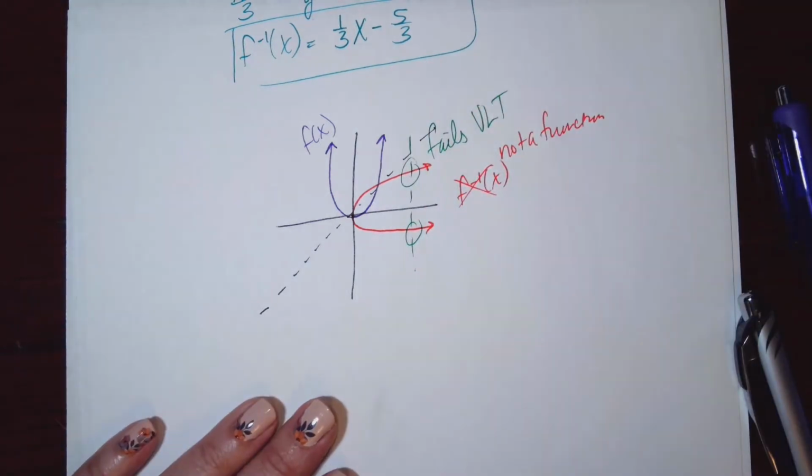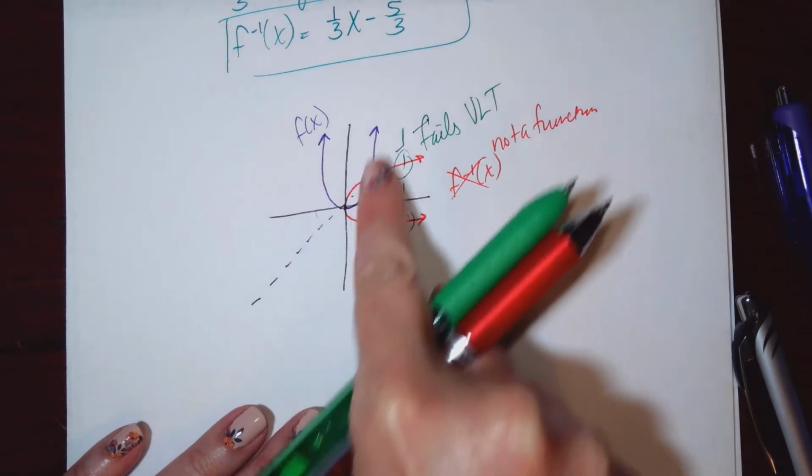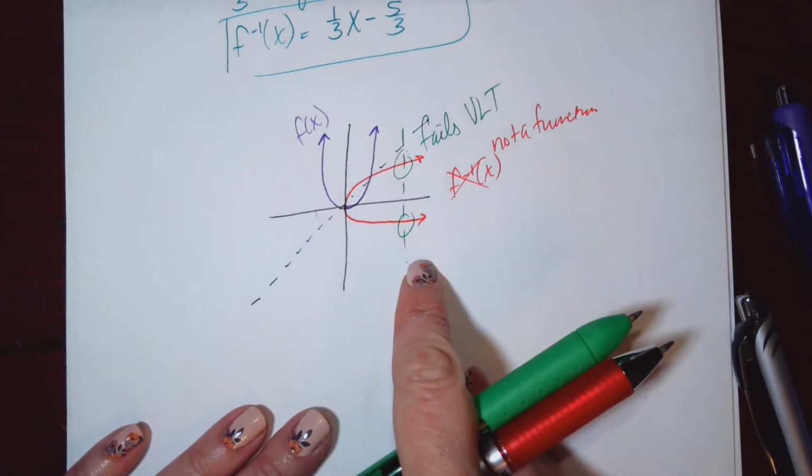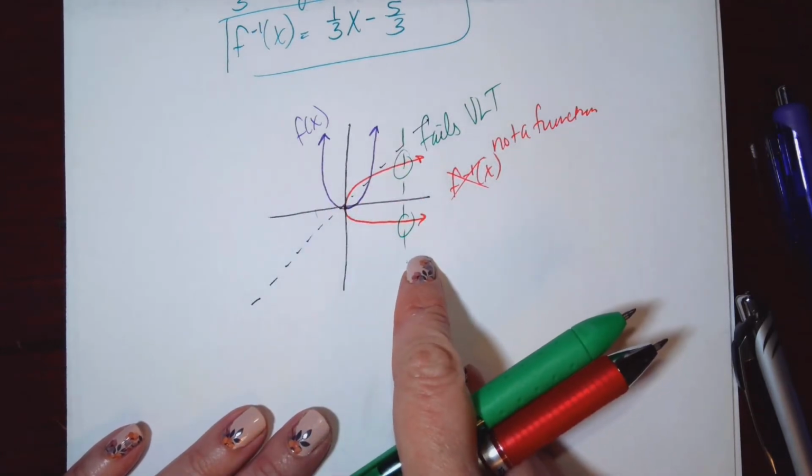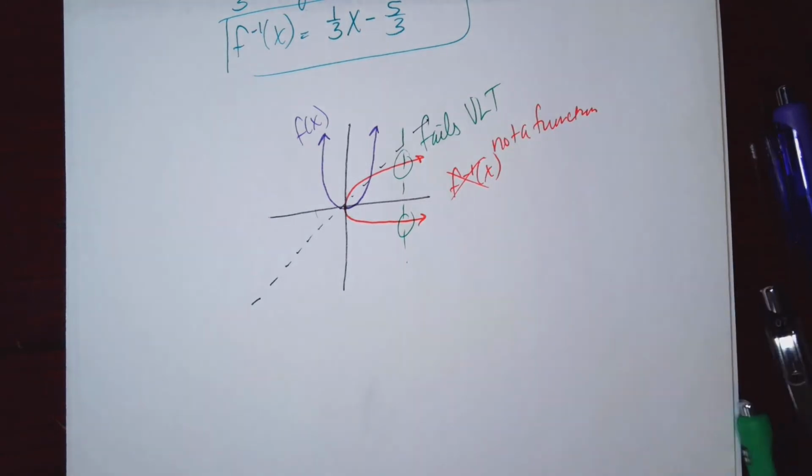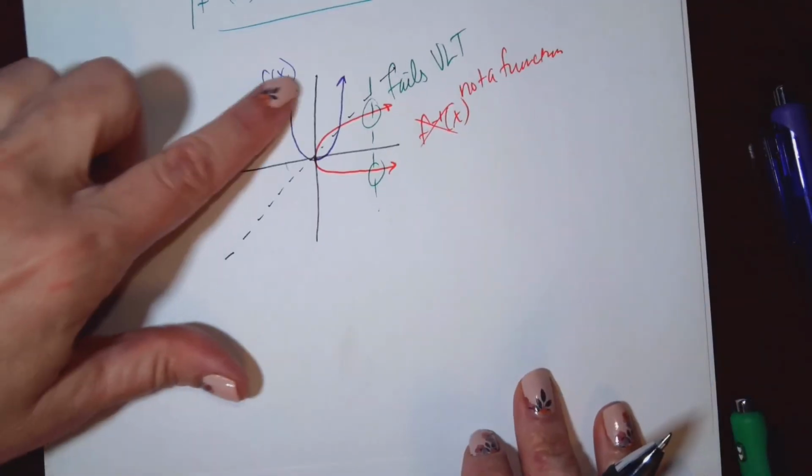Fails the vertical line test. Well, could I fix that? Could I make that work so that when I invert my quadratic function, it still passes the vertical line test? Well, I can, but to fix it, I have to restrict the domain.